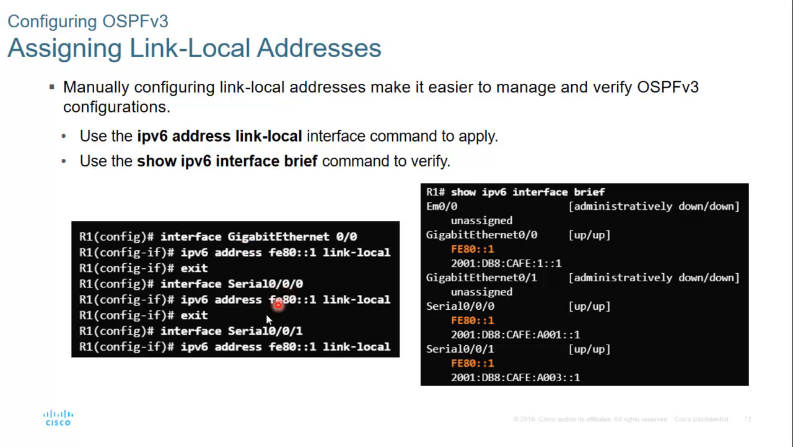Now, if you look here, all of them use the same thing. Every interface of a router is a different subnet. So this link local and this link local will never meet. They are in a different subnet, so it is okay for them to have the same name. Use the show IPv6 interface brief command to verify. So then you could see, oh, there you go, that's the link local I gave just now.